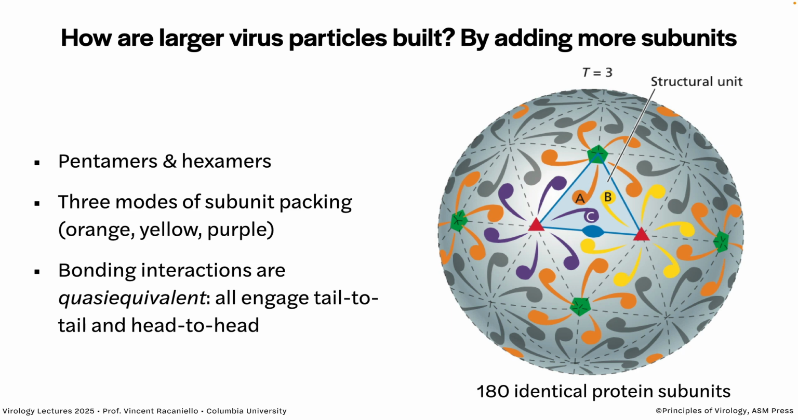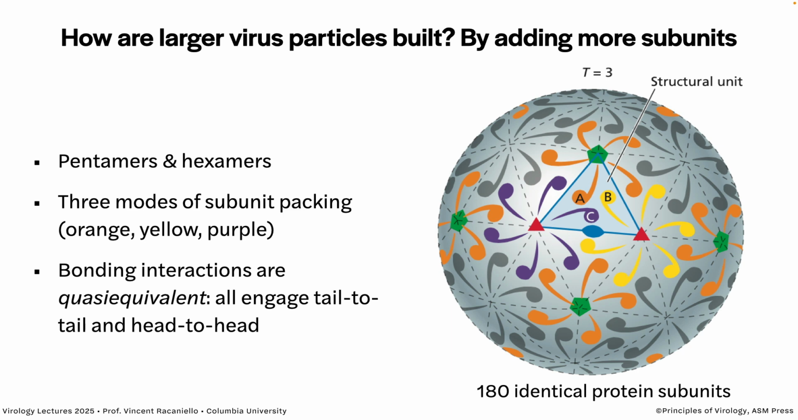And now we have what are called pentamers and hexamers. So I'll show you, for example. Each of these commas is a protein. And we have in this model 180 identical protein subunits. So it's the same protein repeated 180 times. All those commas are the same protein, but they're in different environments.